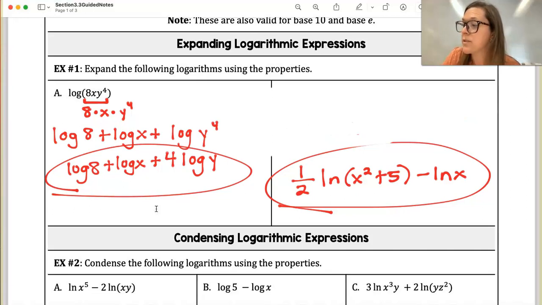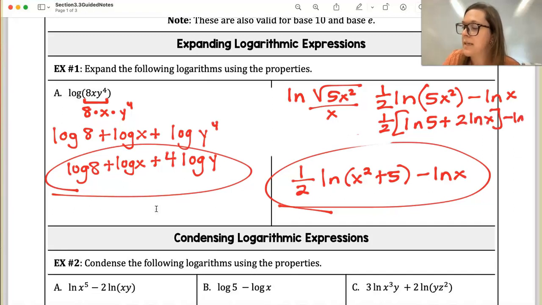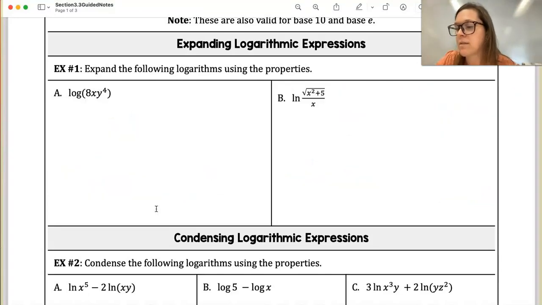If this problem originally was, don't write this, just watch, the square root of 5x squared all over x, then we could make that go to 1/2 of ln of 5x squared minus the ln of x, and then that would be 1/2 [ln of 5 plus 2 ln of x], right, minus my ln of x. And I need to make sure I keep that 1/2 in brackets in front so that it distributes to both of those natural logs. All right, so just a little food for thought.